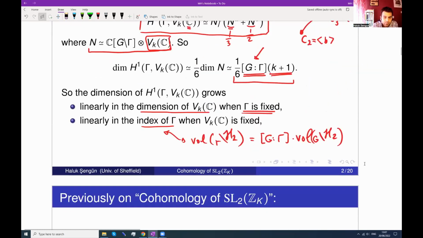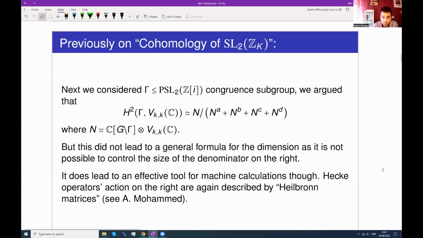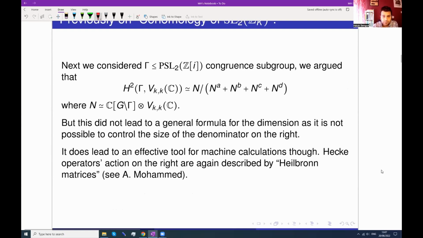Now we want to push on to the case of Bianchi groups. We are moving on to K equals Q(sqrt(-D)) imaginary quadratic fields, with D squarefree positive. I'll just say positive integer.